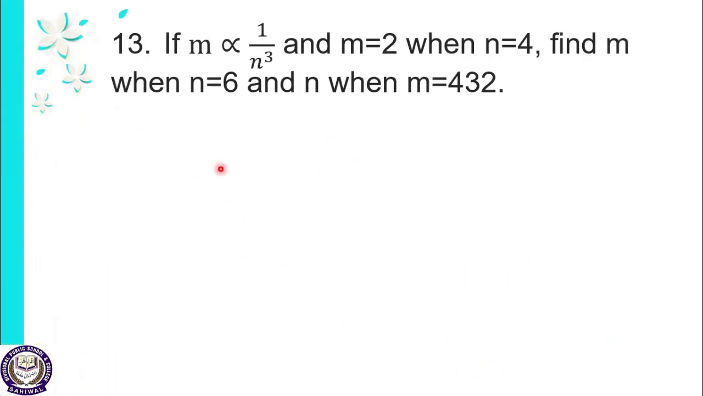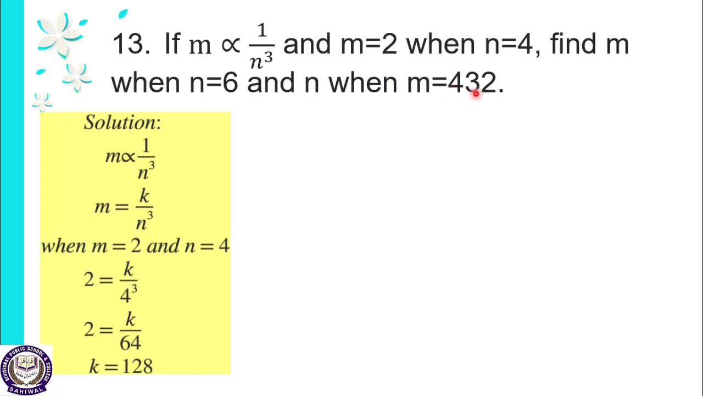There is another question. If m varies inversely with the cube of n and the value of m is equal to 2 when n is equal to 4, which means that these two values will help us in finding the value of the proportionality constant, then we have to find m when n is equal to 6 and we have to find n when m is equal to 432.